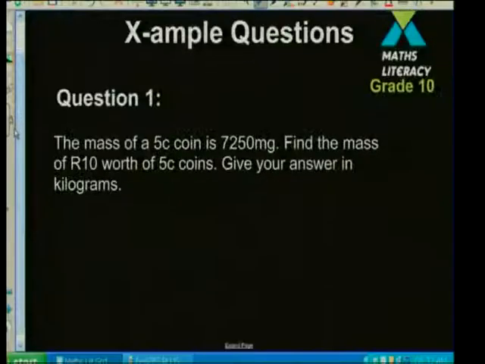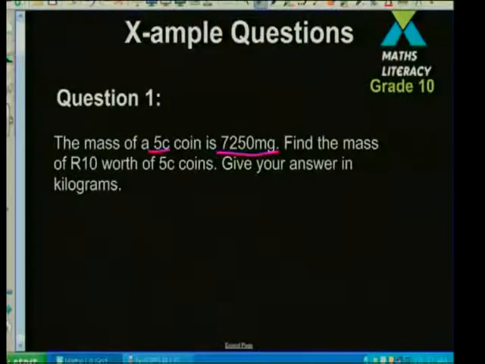Our first question is, the mass of a 5-cent coin is 7,250 milligrams. Well, there's another example of where milligrams come up in everyday life. We measure 5-cent coins in milligrams. Okay, we would need a scale that measures milligrams. So 7,250 milligrams. Find the mass of 10 rands worth of 5-cent coins and give your answer in kilograms.